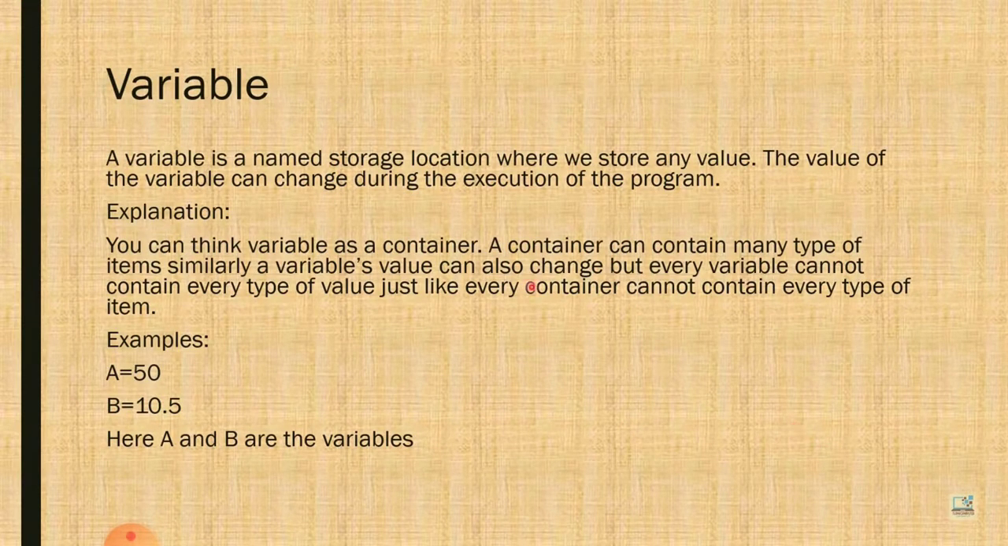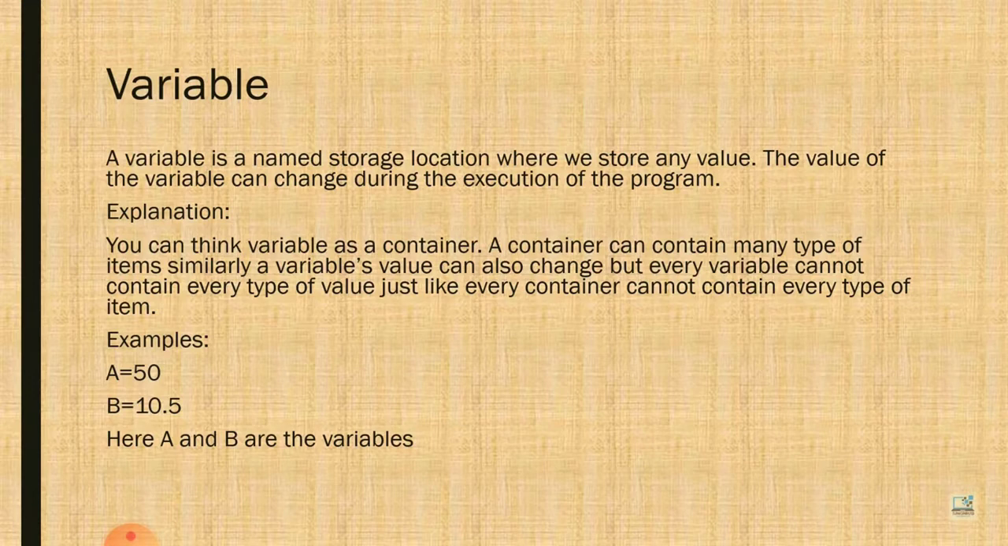Next is, what is a variable? A variable is a named storage location where we can store any value. The value of the variable can change during the execution of the program. So we can say that a variable is a container. Like in a container we keep any item, similarly in a variable we can store anything.